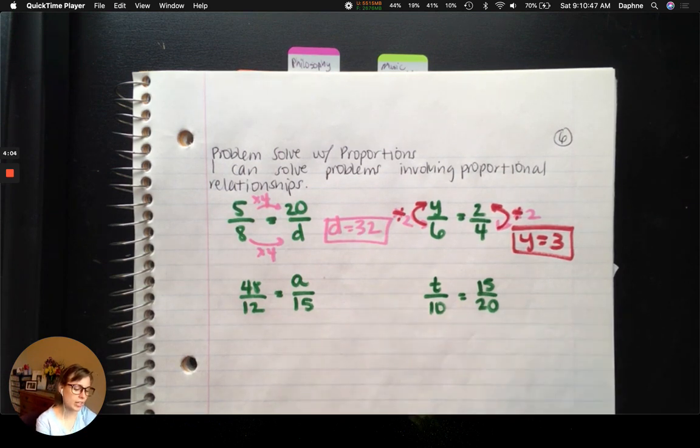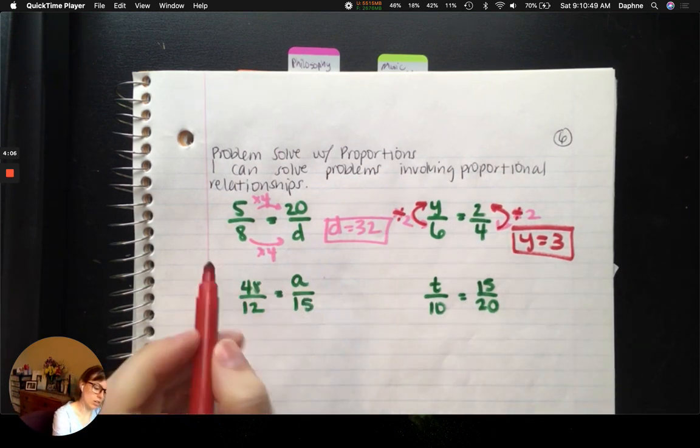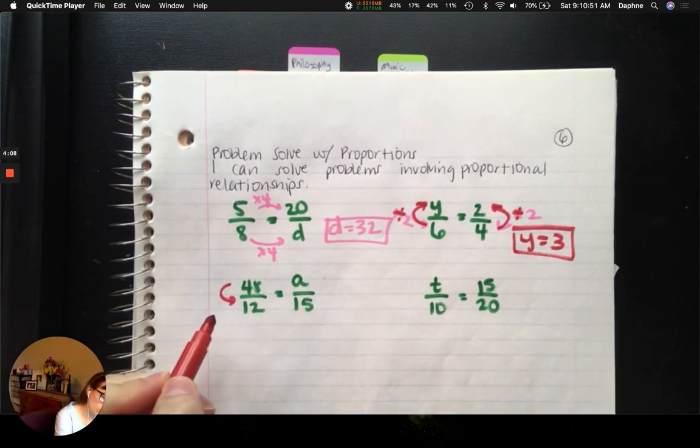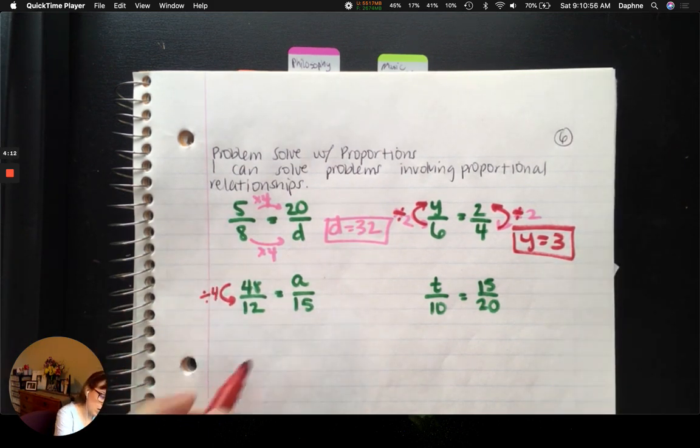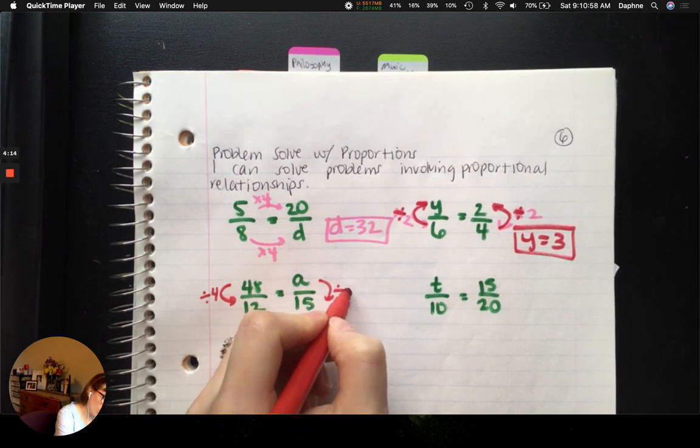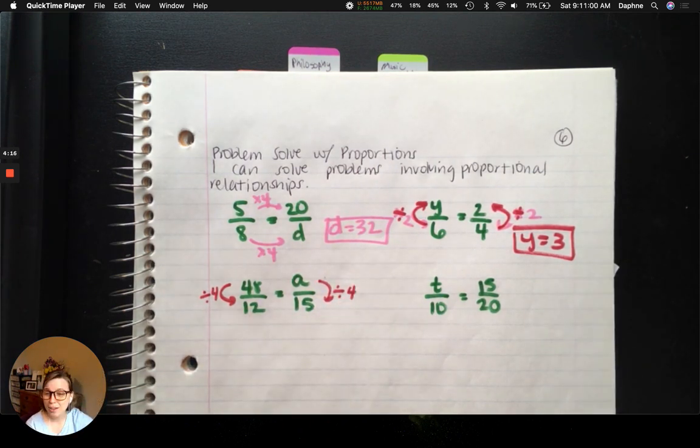Okay, so 48 to 12. So that's another division. Okay, so I'm seeing the division first. I'm seeing the divide by 4. But I don't really want to go in that order. I don't want to do A divided by 4 equals 15 because I don't know what A is. So I'm going to go backwards.